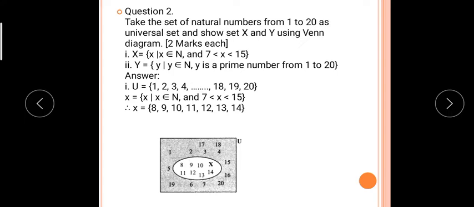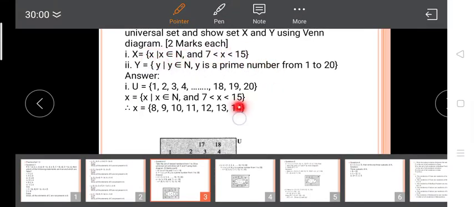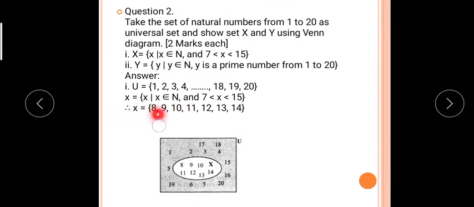Show sets X and Y using the Venn diagram. Now first see X. X is the set of all x such that x belongs to natural numbers and is greater than 7 and less than 15. So how many numbers are there, according to the given statement? The elements in set X are 8, 9, 10, 11, 12, 13 and 14, which are greater than 7 and less than 15. According to the given information, you have the numbers 1 to 20.